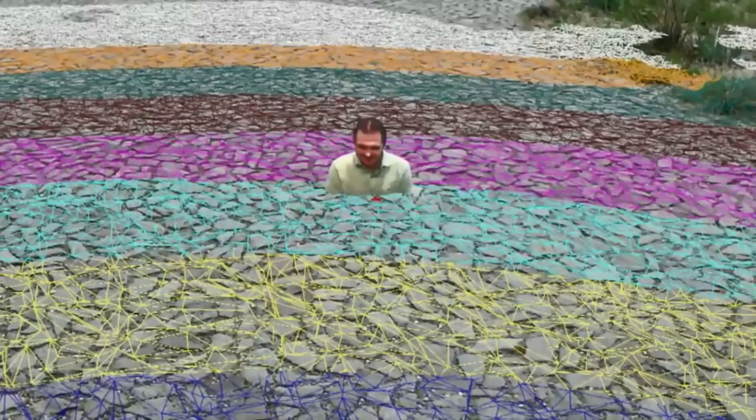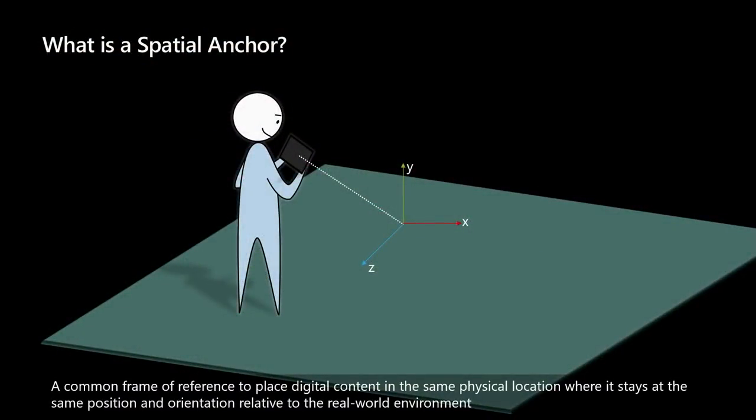So you might ask, what is a spatial anchor? What is that concept of an anchor? Well, let's talk a little bit about that. An anchor is basically a special point in the real world where the tracking system will make sure that the position and the orientation of that point will stay in relation to the real world.